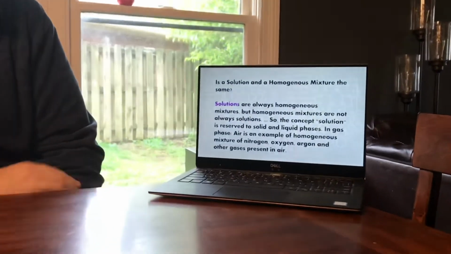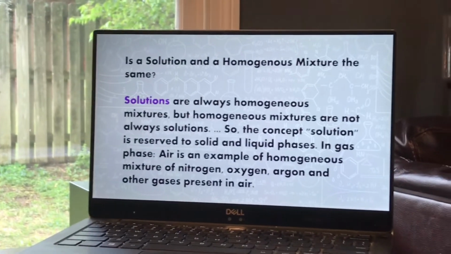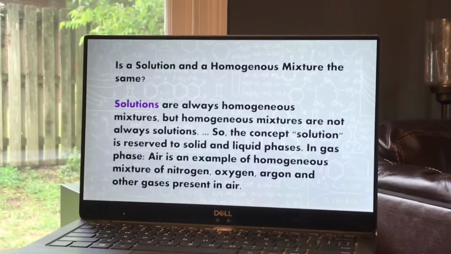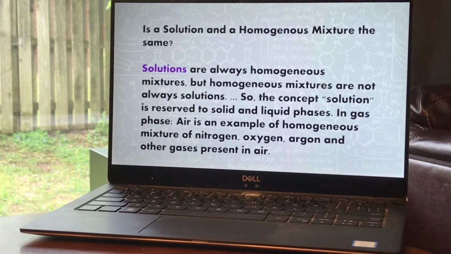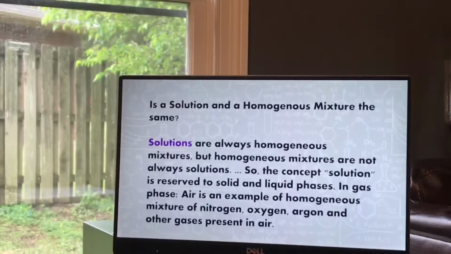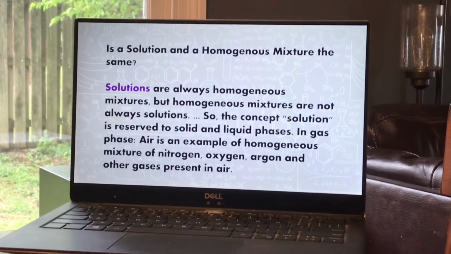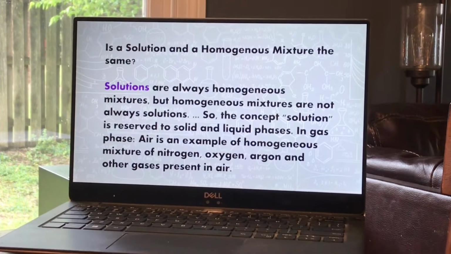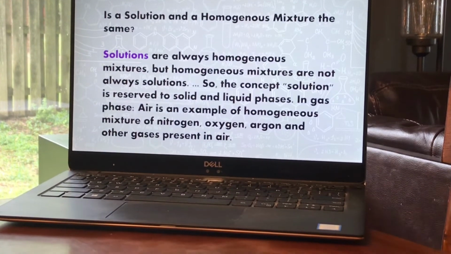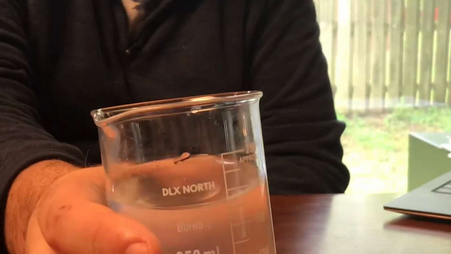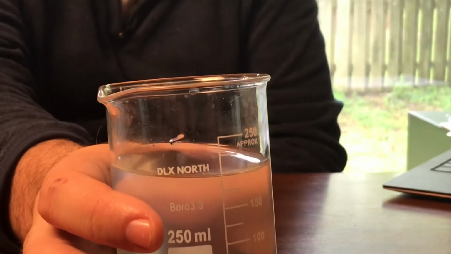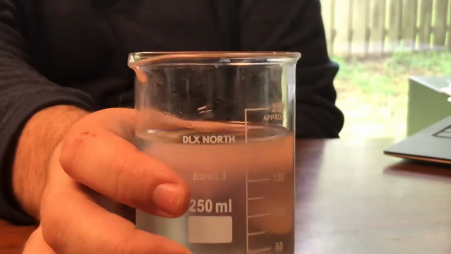Is a solution and a homogeneous mixture the same? Well, it's complicated. Solutions are always homogeneous mixtures. This is a solution. It's also a homogeneous mixture. But homogeneous mixtures are not always solutions. The concept of a solution is reserved for a solid and a liquid. So if you have a solid like sugar or salt and you put it in a liquid like water, that is technically what a solution is.